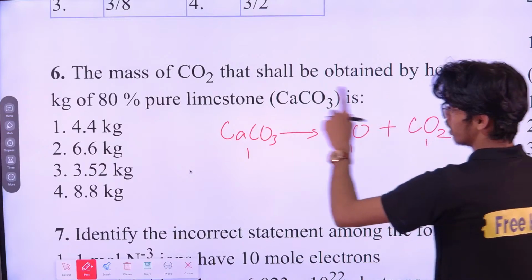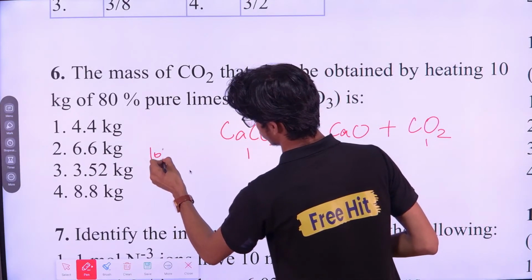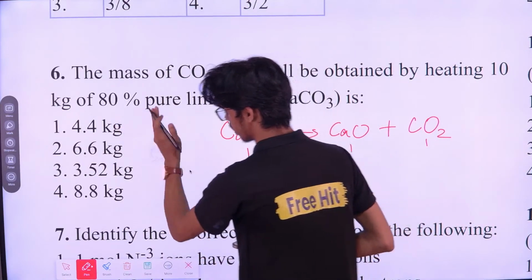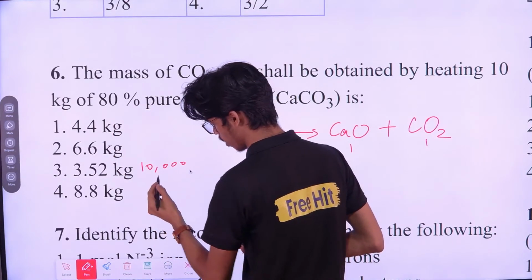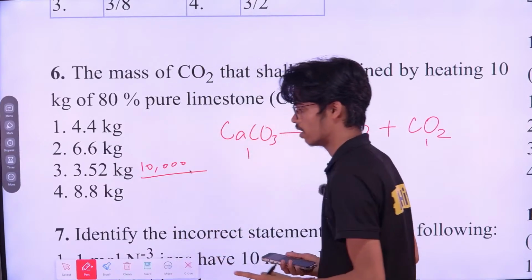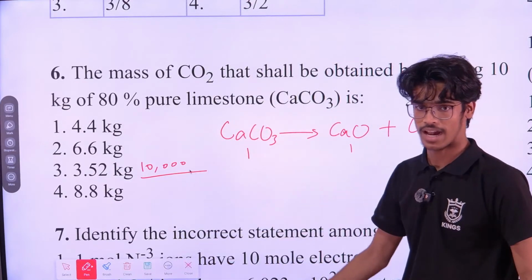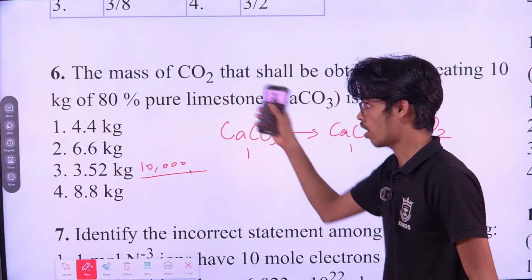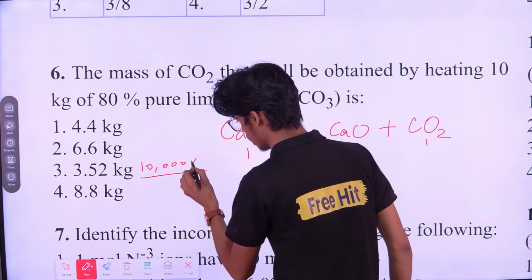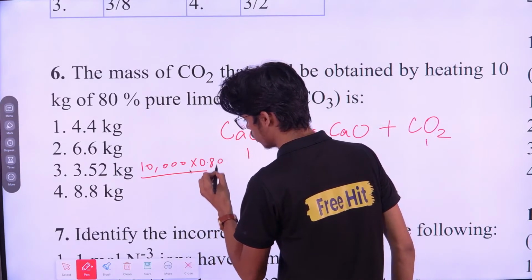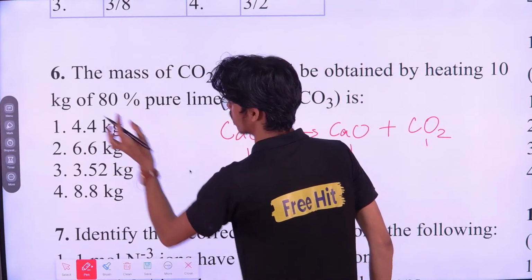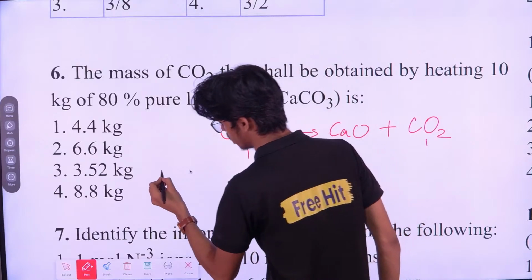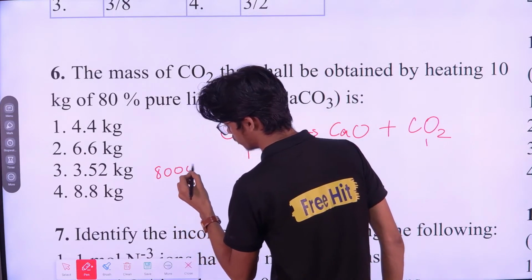How can you find? So we have 10 kg. Now what is the value of 10 kg? It is 10,000 grams. Got it? But remember, not all of this 10,000 gram is calcium carbonate, only 80%. So I am going to multiply it with 0.80, to represent 80%. So it means 80% of this total 10 kg is calcium carbonate. It means 8 kg only. It means 8,000 gram.